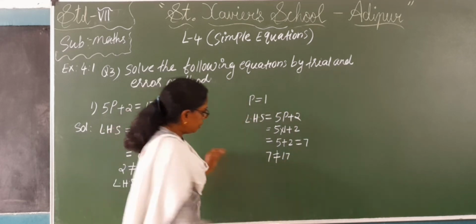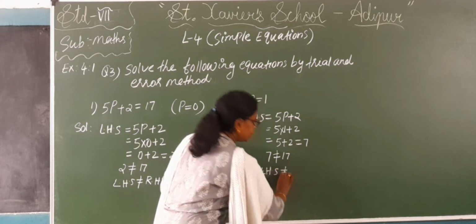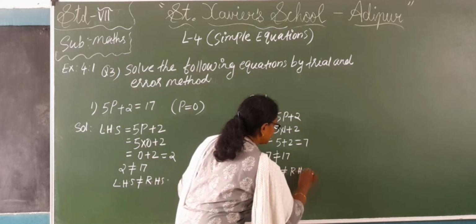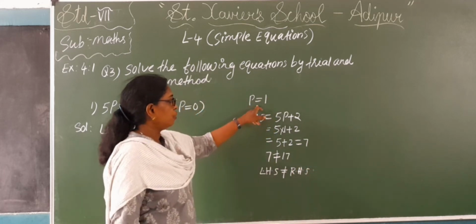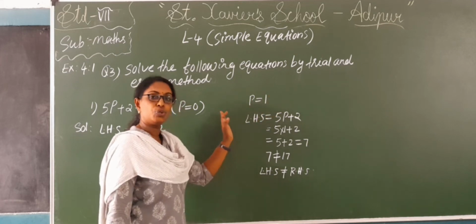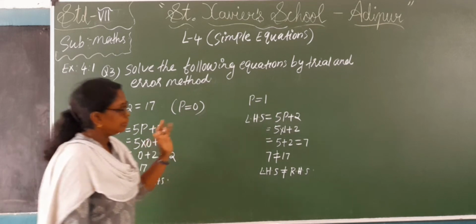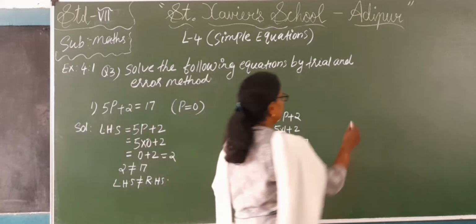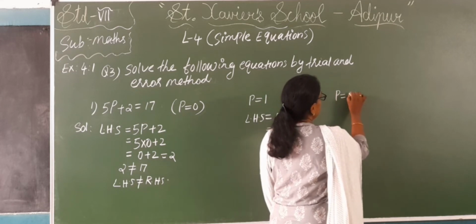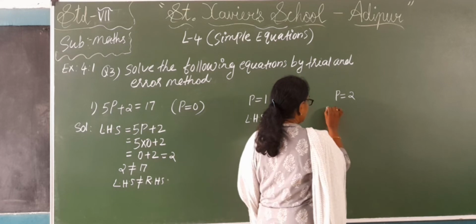So LHS not equal to RHS. Okay, the value p is equal to 1 is not a solution to the given equation. And next value, p is equal to 2. Okay, what is LHS?